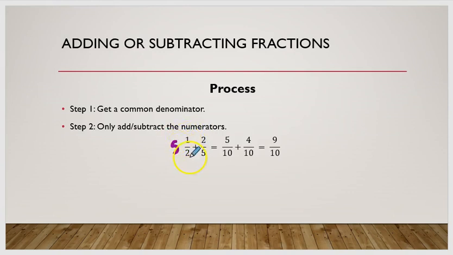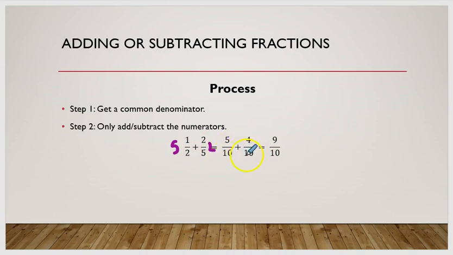So 5 times 1 and 5 times 2 gave me 5 over 10. And for the fraction on the right, I'm trying to get the denominator to equal 10. So I'm going to multiply the top and the bottom by 2 in this case. So 2 times 2 is 4, 5 times 2 is 10.